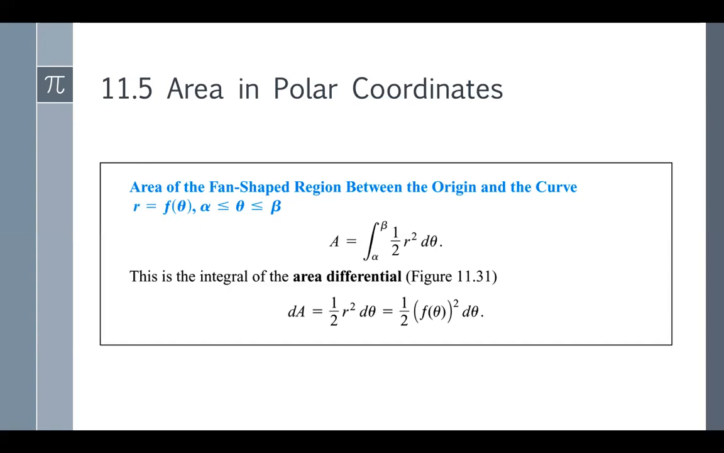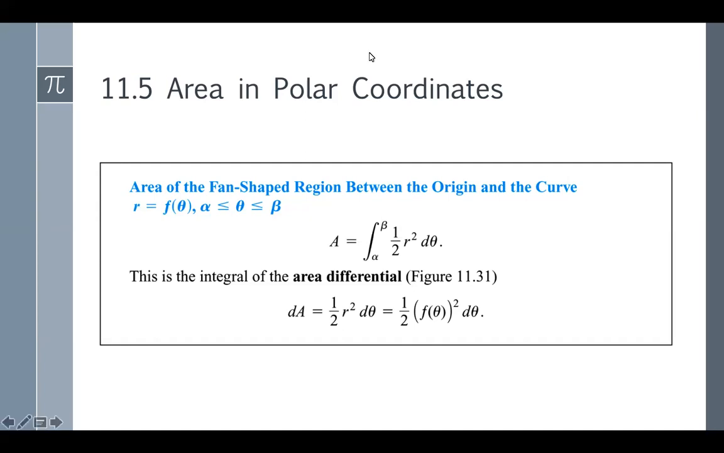All right, so I'm going to present this formula to you, and then I'm going to switch over to the tablet and kind of show you a picture of what this looks like. So this is a formula for the area of the fan-shaped region between the origin and the curve r equals f of theta for theta between alpha and beta. So you see that formula here. A for area is equal to the integral from alpha to beta of 1/2 r squared d theta.